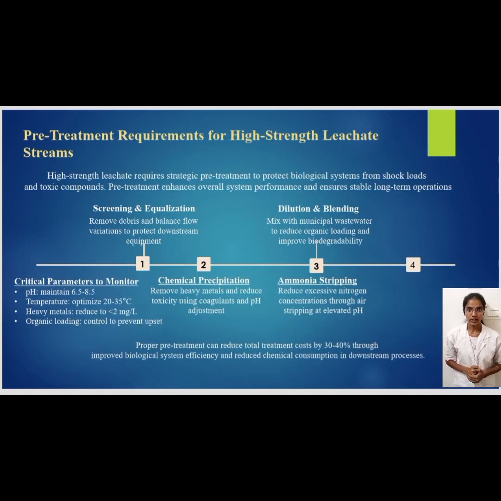The slide is about why pre-treatment is needed. Leachate is extremely strong, so we must prepare it before biological treatment. Pre-treatment involves 4 major steps. Type 1, screening. 2, chemical treatment. 3rd, dilution or blending. And 4th, ammonia stripping. Screening removes the debris. Chemical treatment removes heavy metals. Dilution or blending mixes it with regular wastewater. And ammonia stripping removes the extra nitrogen. This keeps the biological system from getting shocked.